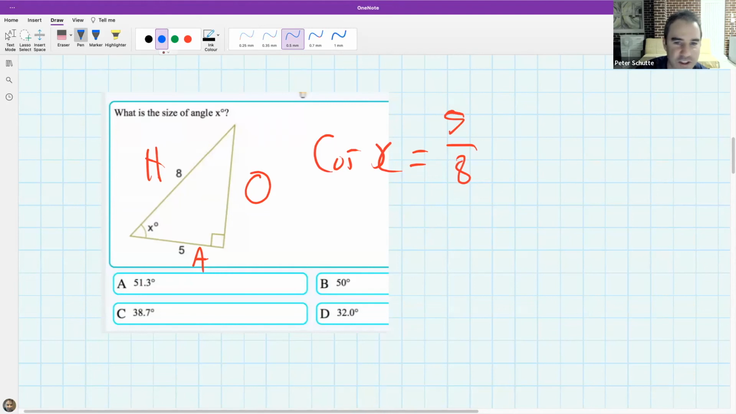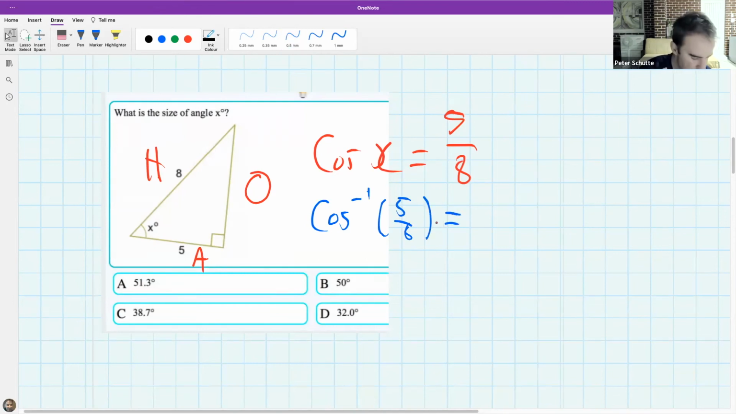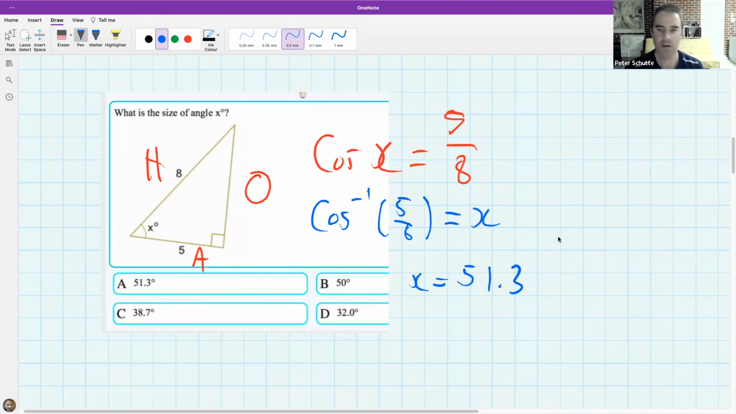Okay. So for this question, cos of x is 5 over 8. So we've got, what have we got? We've got cos minus 1 of 5 over 8, or inverse cos. And what do we have? So shift cos. We should get for x 51.3, which is A. And I see the majority is definitely getting A in the chat there.